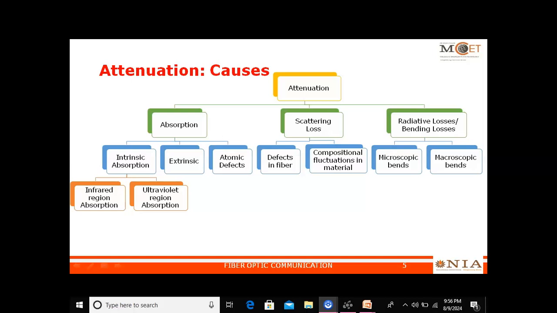Microscopic bending means a small bend, where the radius is very small compared to the diameter. It happens due to imperfections. This is practically negligible. Microscopic bending can be eliminated by using some protection, some outer jackets. By doing that, we can eliminate the microscopic bending effects. Okay.